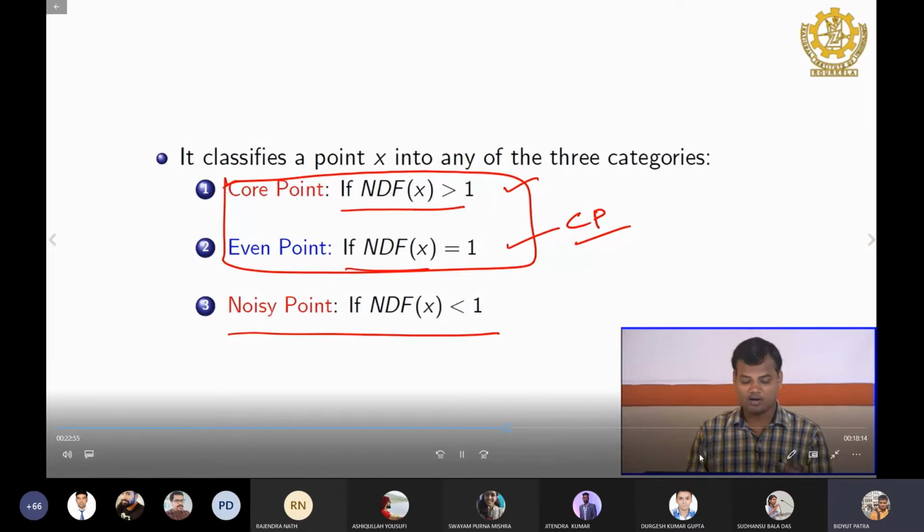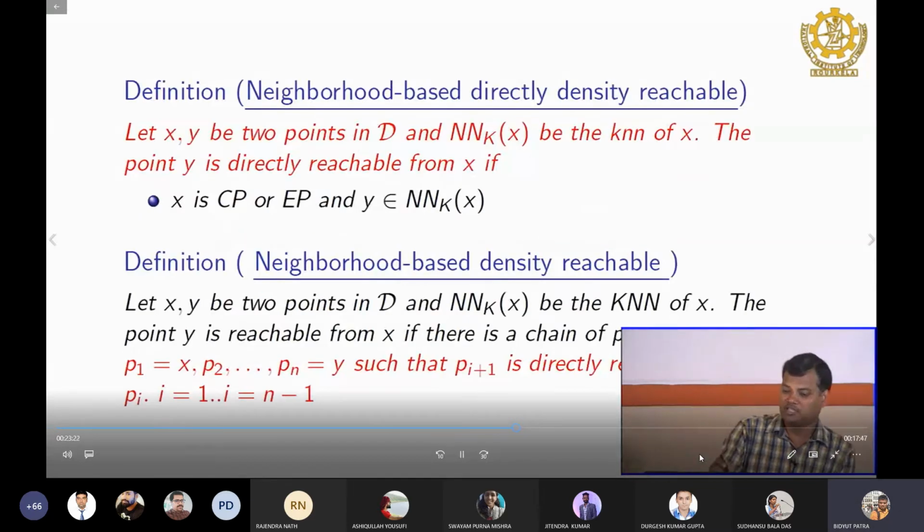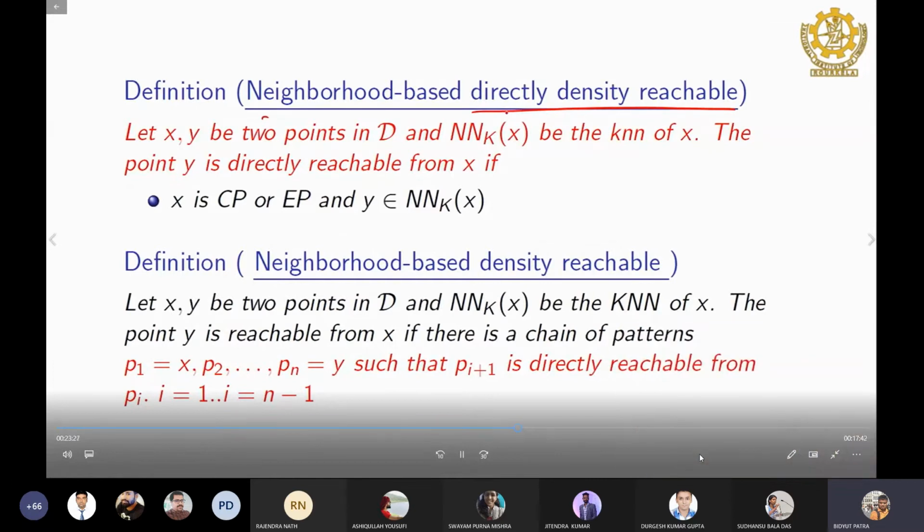Okay. So having defined these 3 categories of points, now we will define a few terms that are exactly the same as in DBSCAN, but the definitions have a little difference, because in DBSCAN everything is talked about in terms of density. Here we will talk about the neighborhood. So here we go. This is directly density reachable, but we say it is neighborhood based directly density reachable. Earlier we talked about directly density reachable, so they introduced the term neighborhood based density reachable.